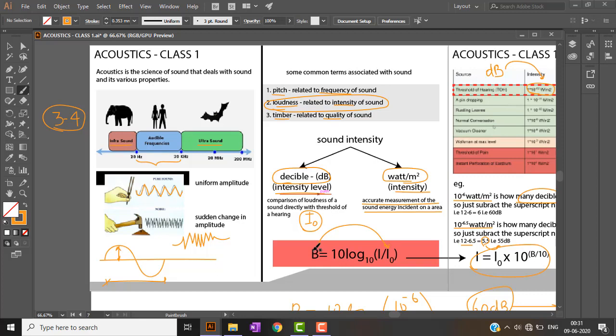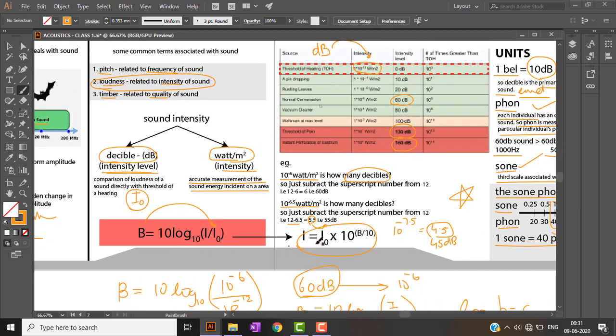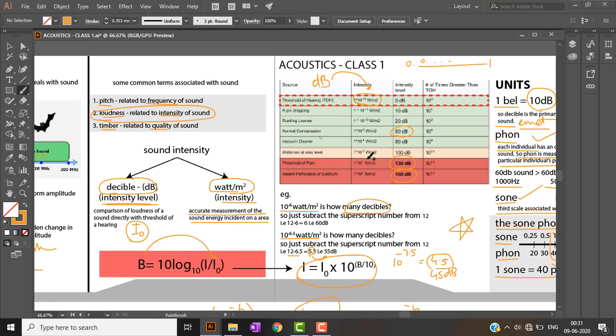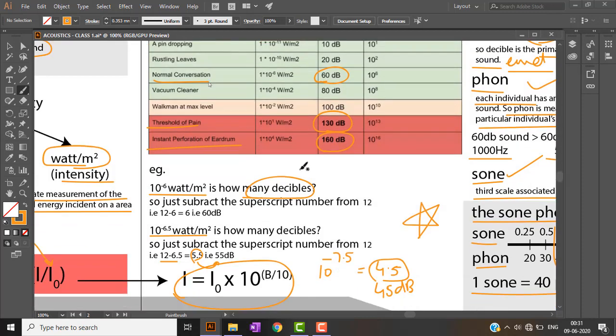We know the formula to find decibel. Decibel, beta, is equal to 10 log10 (I by I0). I0 is the threshold and I is the intensity of whatever sound you have to find. So this again is the chart. The threshold of hearing, that's the minimum the human ear can detect, is 0 decibel or 10 raised to minus 12 watt per meter square. And then normal conversation, threshold of pain and bursting of eardrum.